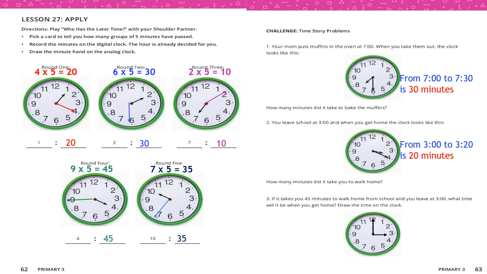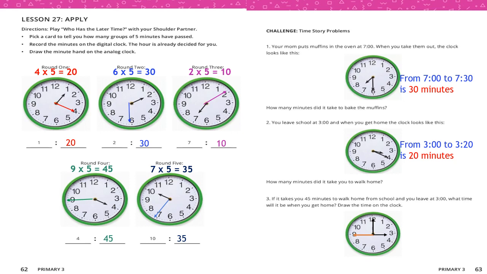5 times what equals 45? You can count on your hands. 5, 10, 15, 20, 25, 30, 35, 40, 45. How many fingers do you have now? 9.